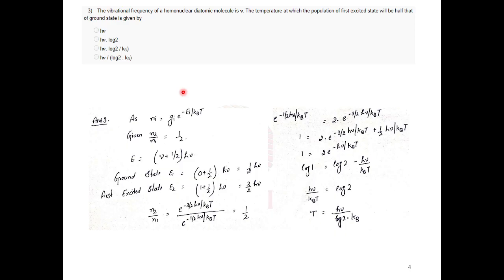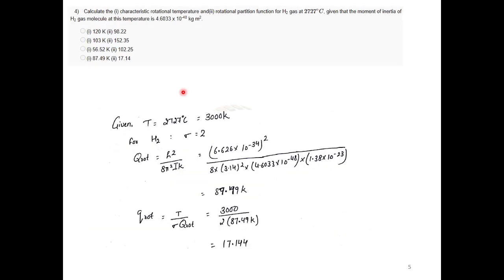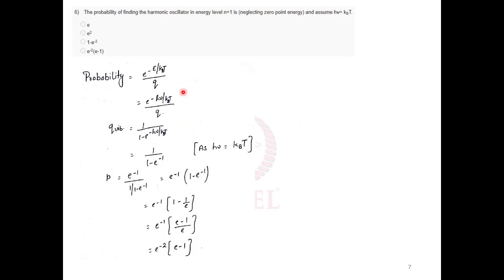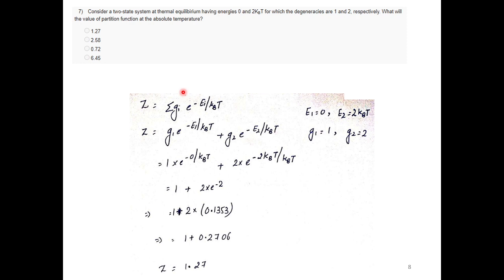As you can see, most of the questions are asking for the temperature as well as the condition for the ground and first excited state populations. This is the form where you need to find the rotational temperature as well as the rotational partition function. This is a question where you need to find the molecular partition function, and this is a question on finding the probability for a harmonic oscillator.